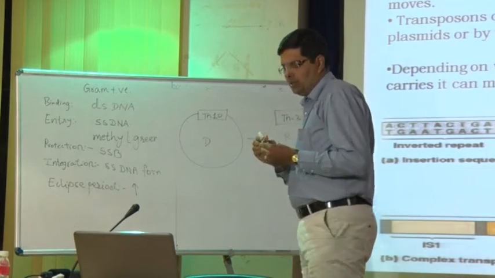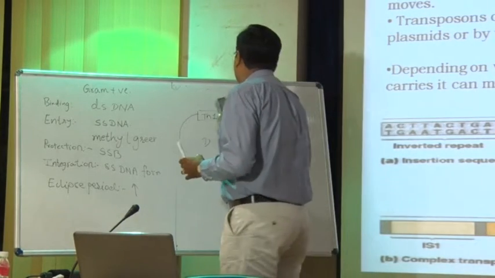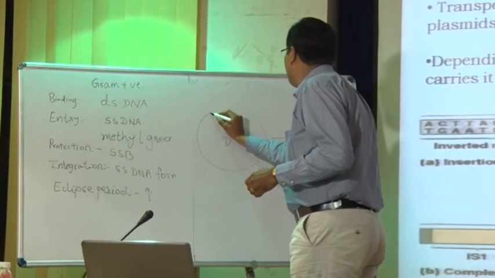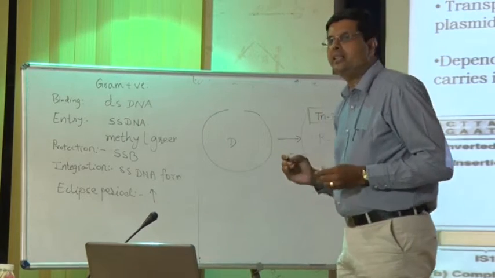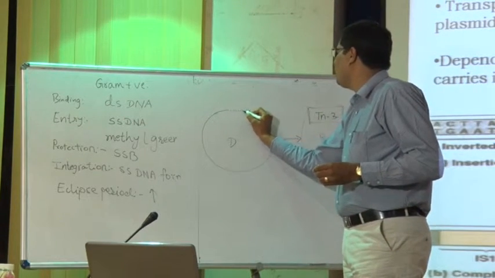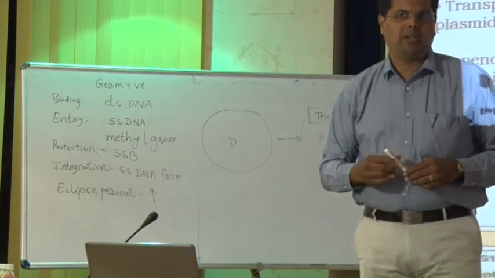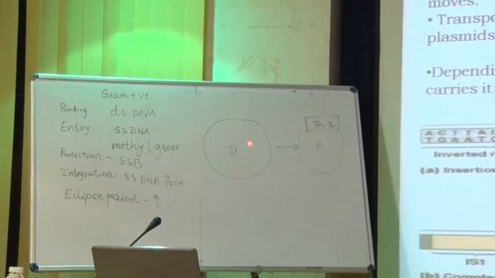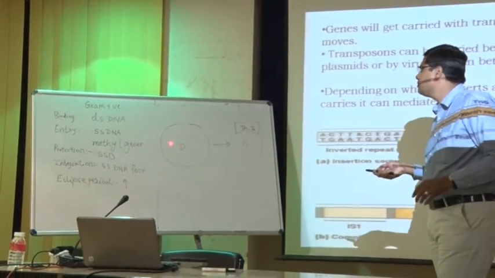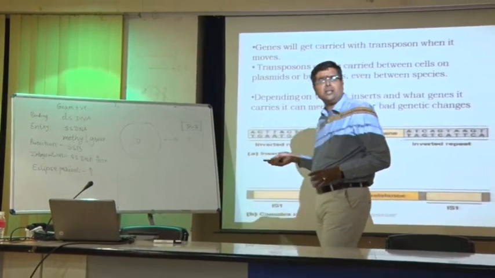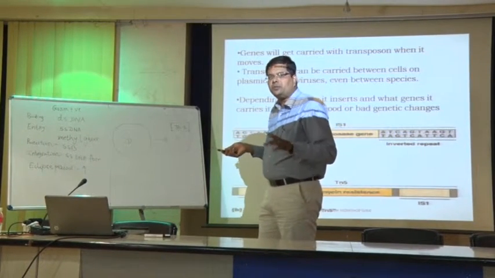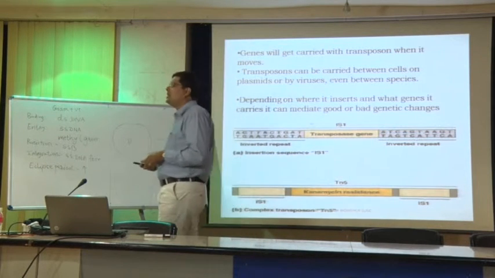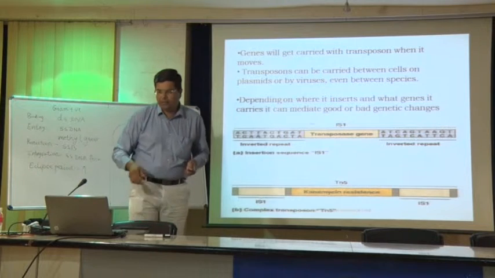So your recipient will contain the TN3 transposon, which is transferred from the donor, and the donor will have a gap, and this gap is filled by the DNA polymerase. Are you getting it? So now the recipient will have the transposon, and the donor is vacant. It does not have a copy of the transposon. So that is the non-replicative mode of transposition. TN3 is an example of the non-replicative mode, and TN10 is an example of the replicative mode of transposition.